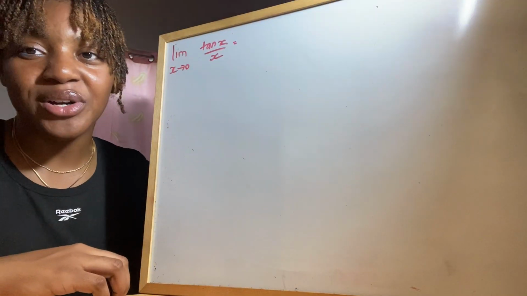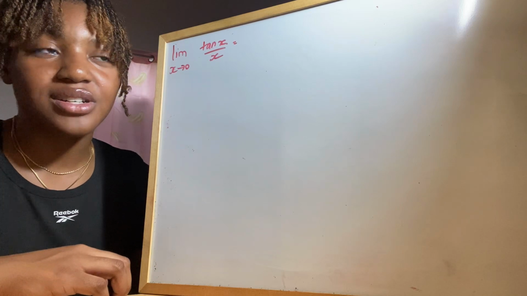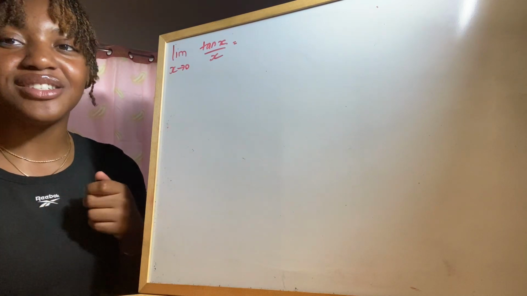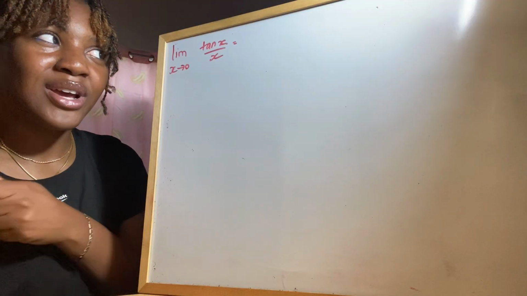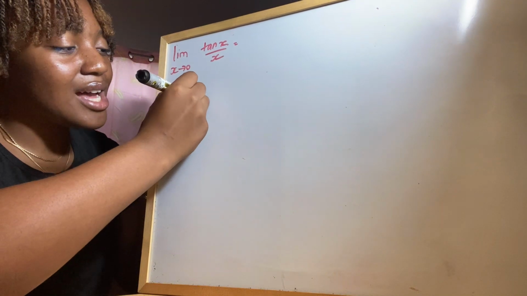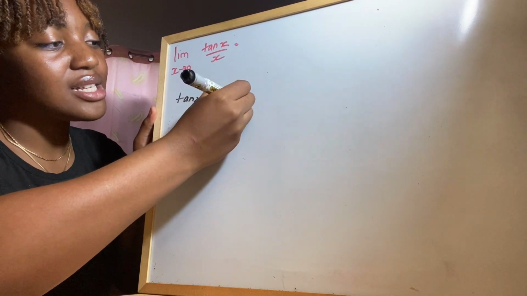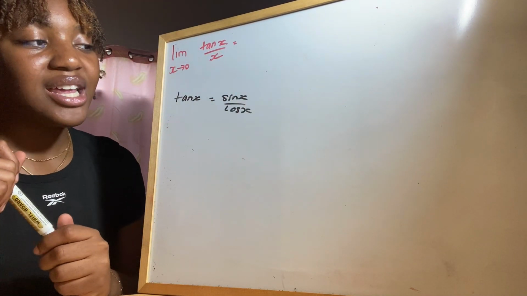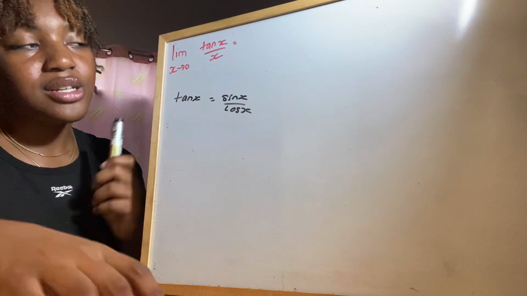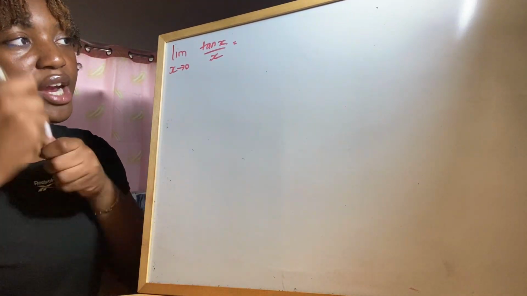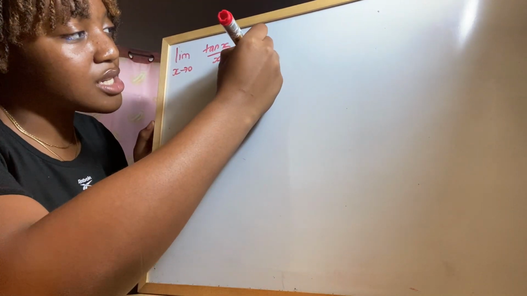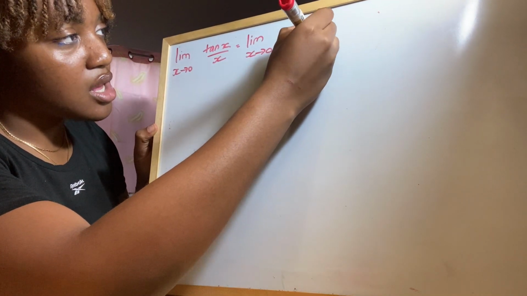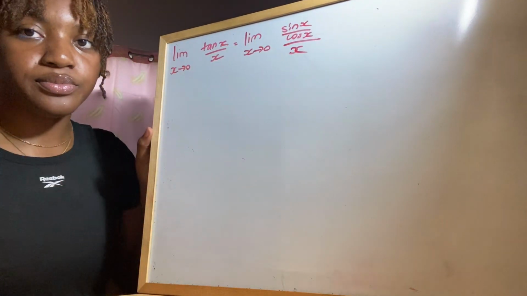Here's the final question we're going to do. So we're trying to find the limit of tan x over x as x approaches 0. So to solve this, to evaluate this limit, we have to recall that tan x is equal to sine x over cos x. So where we see tan x, we're going to put sine x over cos x and see where it goes. So here we have the limit as x approaches 0 for sine x over cos x, and that would be over x.